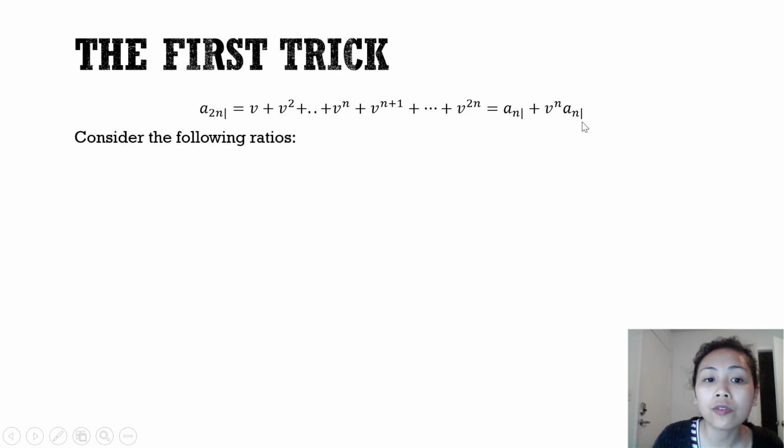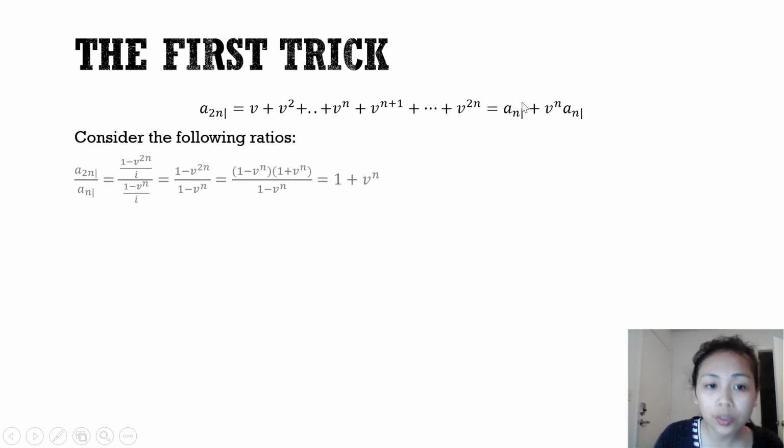So this is the first formula. This is the first trick for you when you work with the connection between a angle 2n and a angle n. Now we consider this ratio, a angle 2n over a angle n.